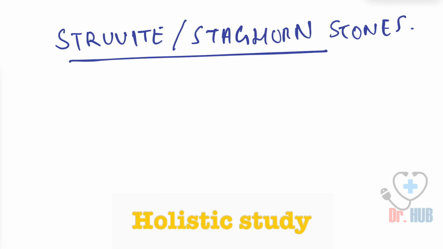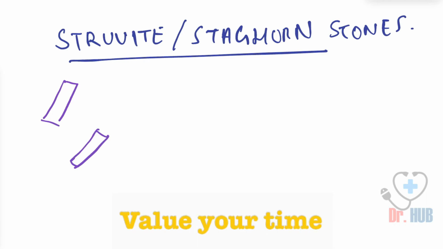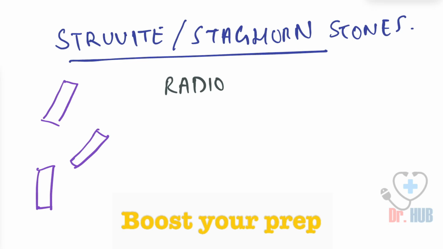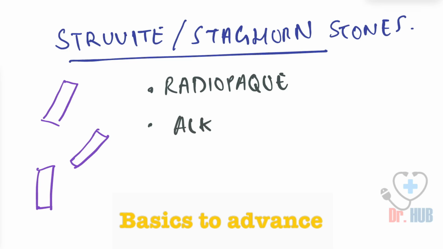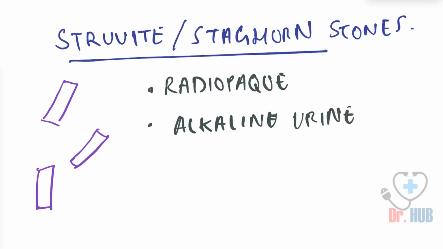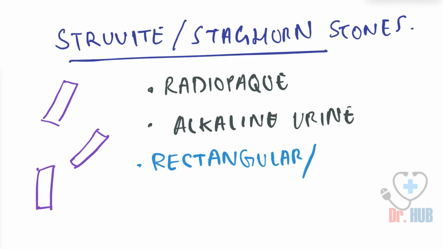Appearance wise, it looks rectangular. That is, it looks as if it is in a coffin. This is how it looks. The points we need to know: it is radio opaque. Next, it is seen in case of alkaline urine. Then it is rectangular, as well as having a coffin lid appearance.